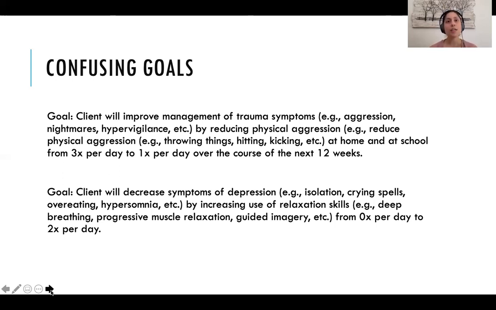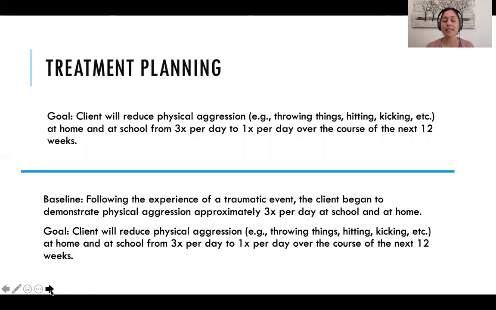So as you can see here, the goal is weird. It doesn't flow well. It's a bit difficult to track what exactly you're measuring in it. Are we measuring an improvement in trauma symptoms? Are we measuring a reduction in physical aggression? Really, it's both, but it's hard to understand in this goal. And you can see how going back to this baseline version has both of those pieces of information, but in a way that's really clear.